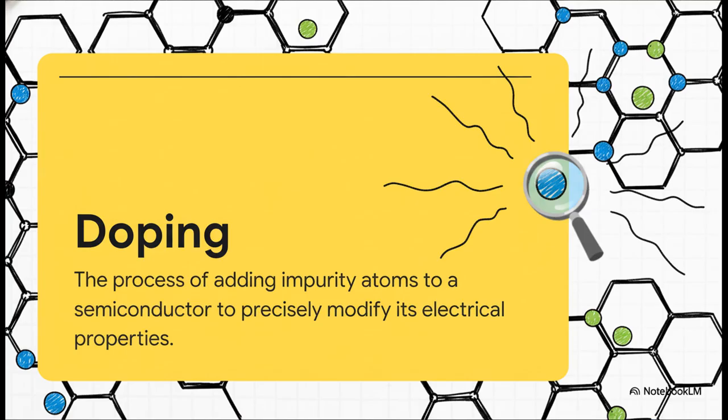We deliberately add tiny, tiny amounts of specific impurities into the pure semiconductor crystal. And when I say tiny, I mean it. We're talking like one impurity atom for every million silicon atoms. But that one tiny change has a massive, game-changing effect on the material's conductivity.